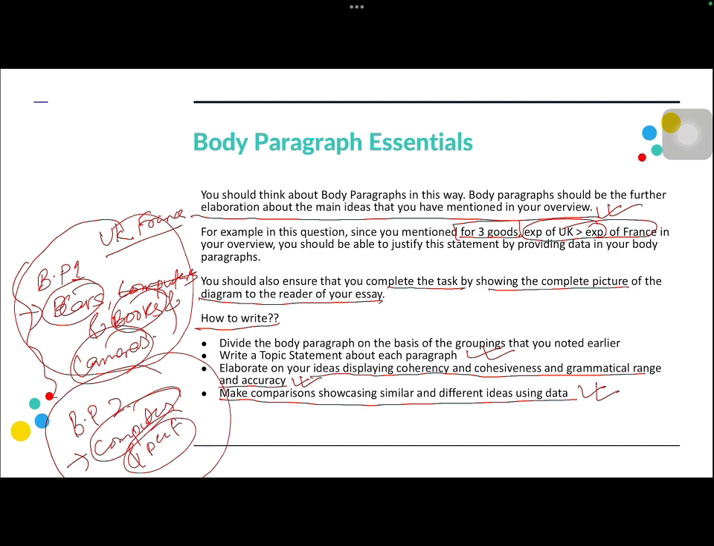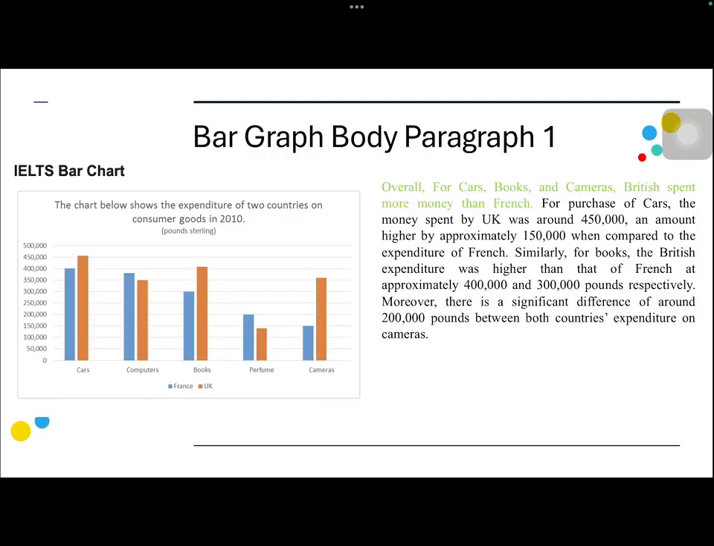Now let us look at the body paragraph 1 for this question type. Now, as we have already discussed this question type, I mentioned that in the body paragraph you should mention a topic statement, right? So this is an example of a topic statement, meaning overall for cars, books and cameras, British spent more money than French. Now this is what I'm going to elaborate in my essay, and hence I have summarized my entire body paragraph into one statement, which is the topic statement for my body paragraph 1.